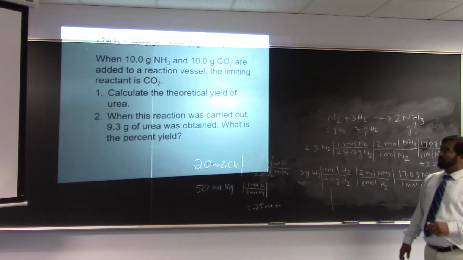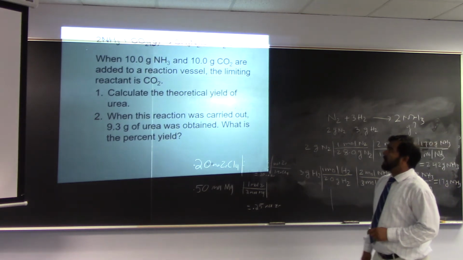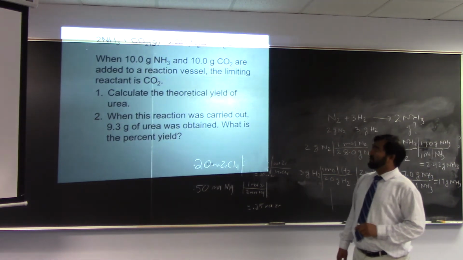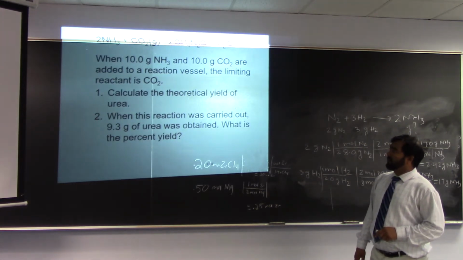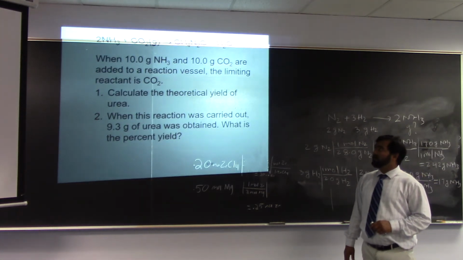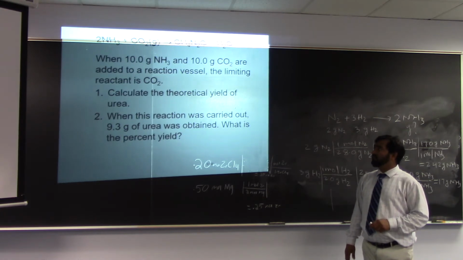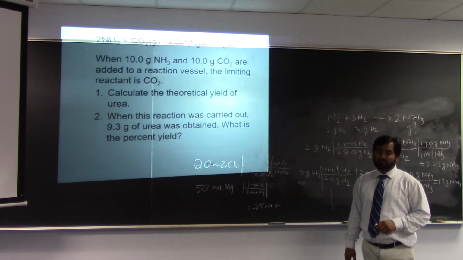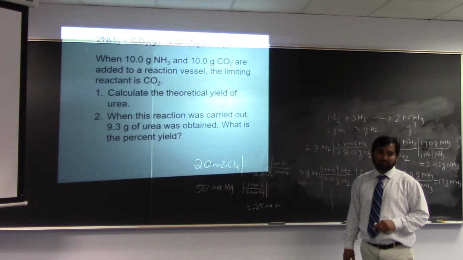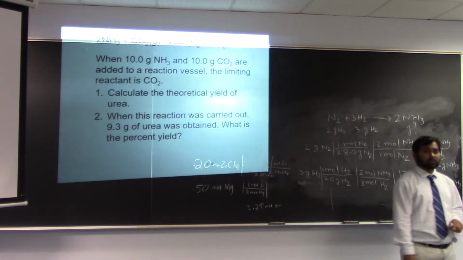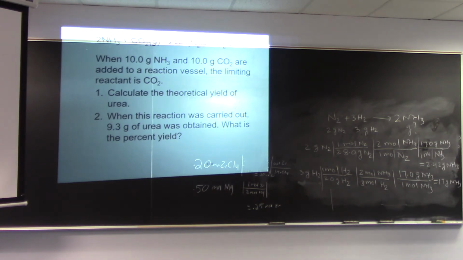Can you do this one? You have ammonia and carbon dioxide. You are making urea, right? So number one, calculate the theoretical yield of urea, and then the percent yield. How do you do that? Do you know how to calculate theoretical yield?